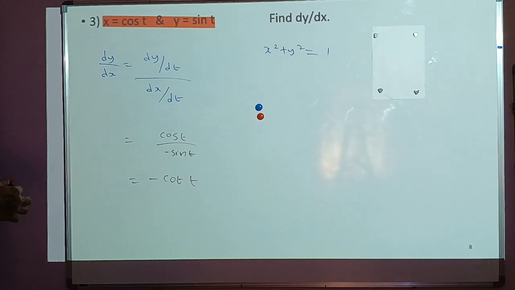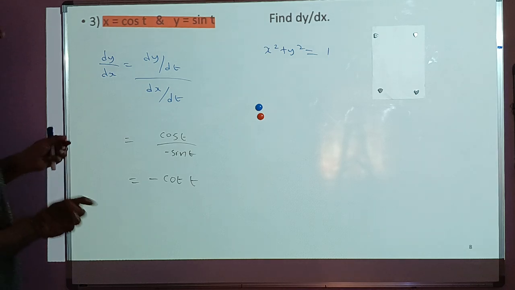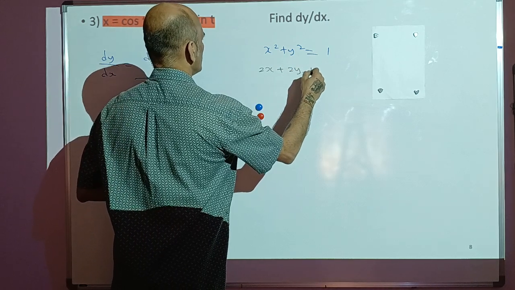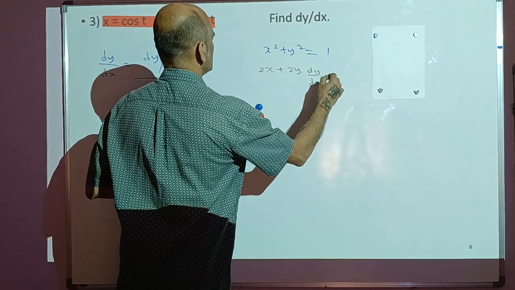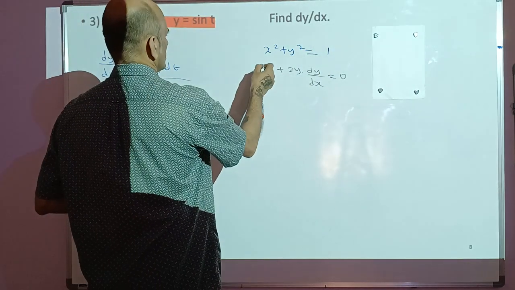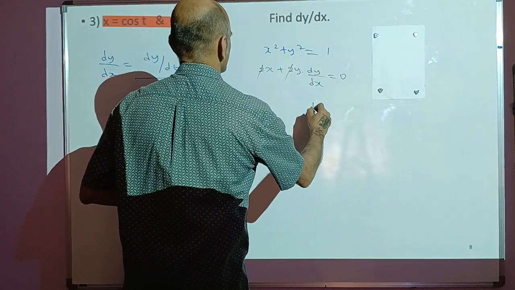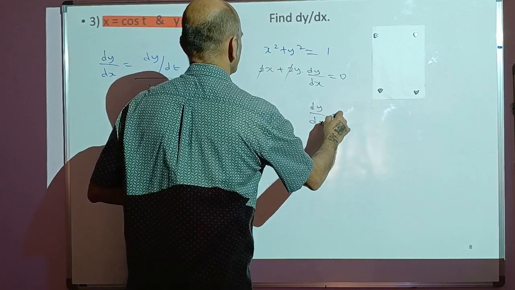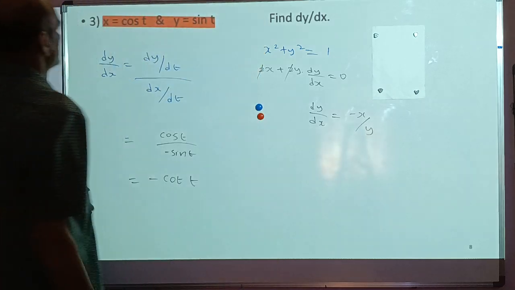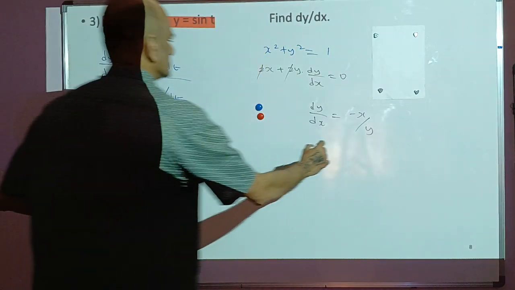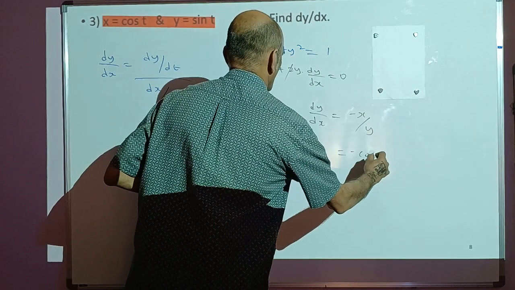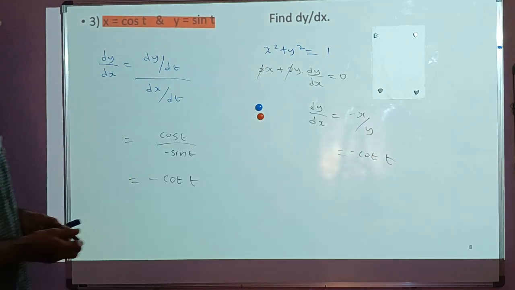Now we can differentiate this one with respect to x. So this will give me 2x plus 2y into dy by dx equal to 0, because derivative of constant is 0. 2 will be cancelled. So dy by dx equal to minus x by y, which is minus cot t, which is same as this one.